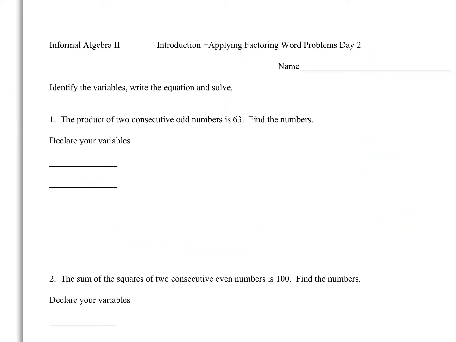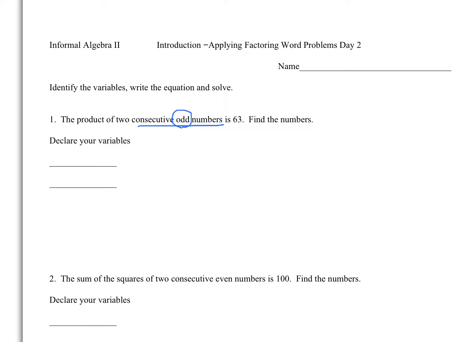Alright, so here we go. Let's take a look at our example worksheet. Okay, so the product of two consecutive odd integers is 63. Find the numbers. Okay, so again, the first thing I note, consecutive odd numbers.